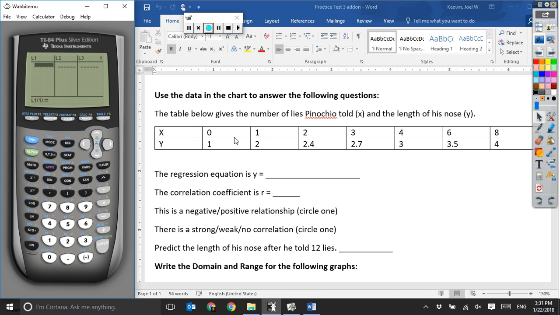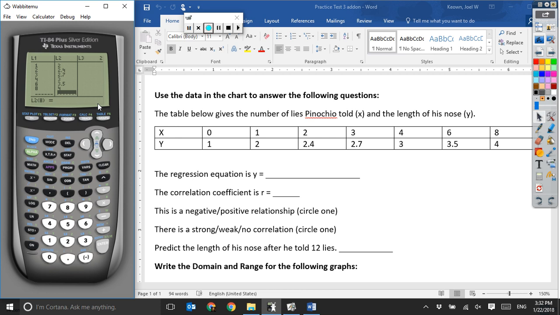I'm going to put the X values in for L1. The X values are 0, 1, 2, 3, 4, 6, and 8. And my Y values are 1, 2, 2.4, 2.7, 3, 3.5, and 4. And when I get to the end, I should have those dotted lines across from each other, showing me I put the same number of X and Y values in.